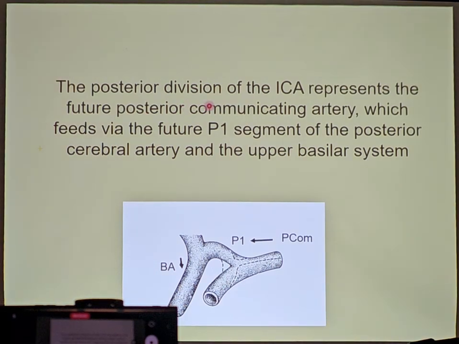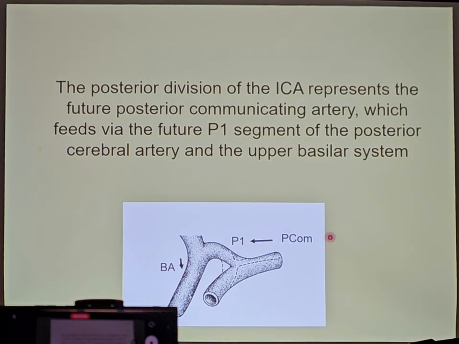So the posterior division of each internal carotid artery represents the future posterior communicating artery, coming off here, which feeds the future P1 segment down to the upper basilar system. So initially the ipsilateral internal carotid artery and its contralateral internal carotid artery supply together the upper basilar region and territory.